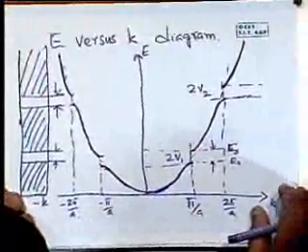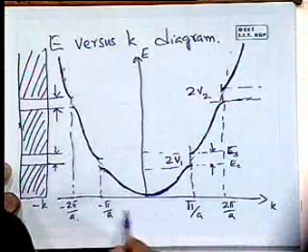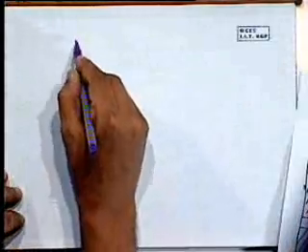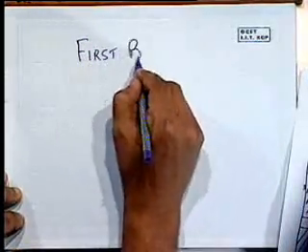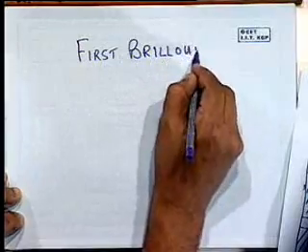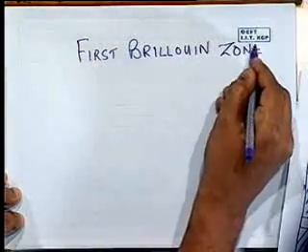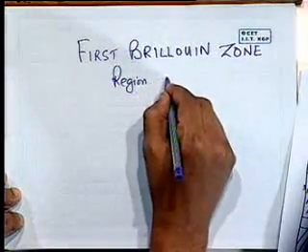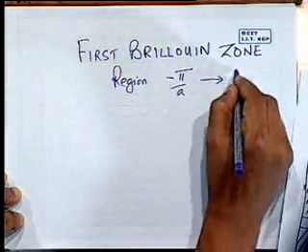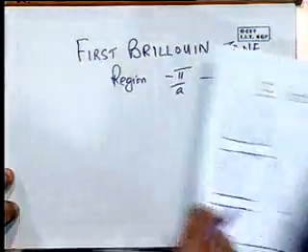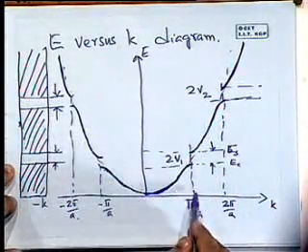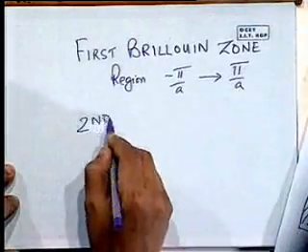There are some specific names given to this. The region between minus pi by a and plus pi by a is referred to as the first Brillouin zone. And similarly, the region between minus pi by a to minus 2 pi by a on this side and plus pi by a to plus 2 pi by a is known as the second Brillouin zone.